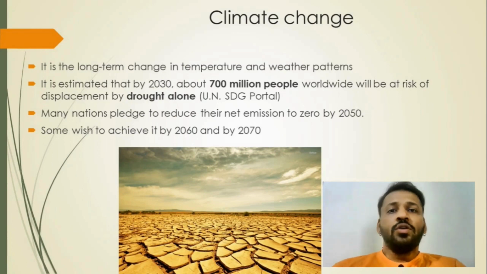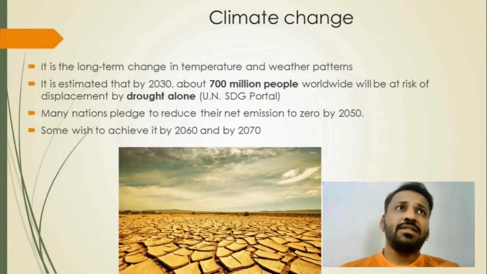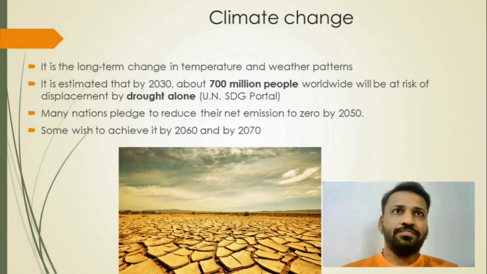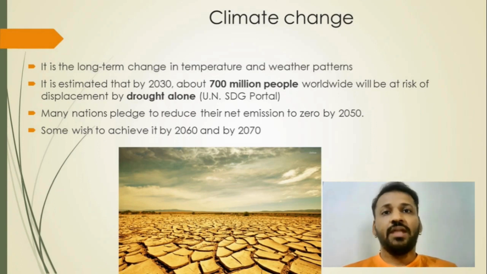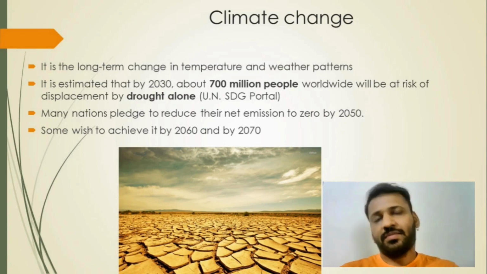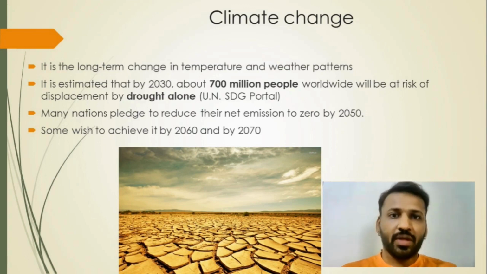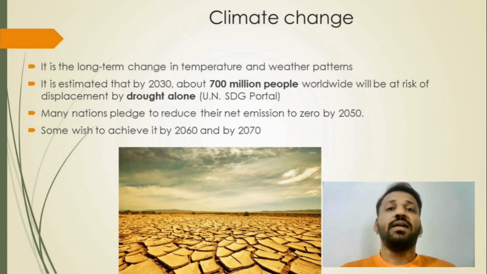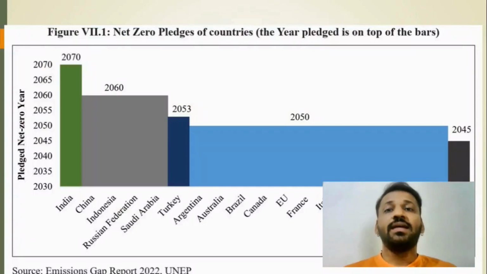To deal with this climate change, we know the Paris Agreement has been signed by many countries in the world, and they have pledged various goals about emission reduction. Some countries are saying they will reduce emissions to zero by 2050. Some are saying we will achieve it by 2060. Some are saying we will achieve it by 2070.